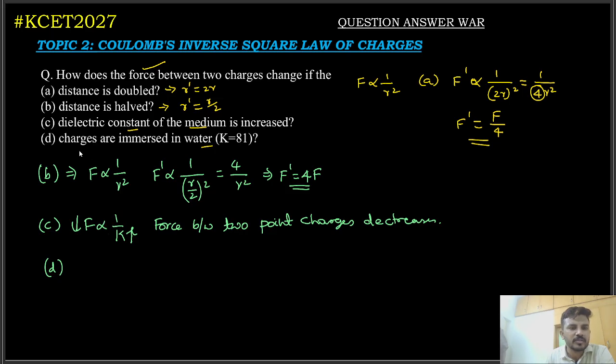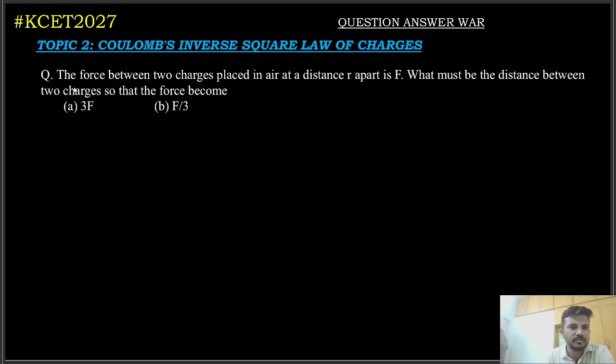Fourth one, charges are immersed in water. So simple, if F dash is taken, so F divided by K, because the force is inversely proportional to K, therefore we'll get F divided by K. So F divided by K value is 81. So force decreases by 81 times. So this is about this. Let us move on to the next question.